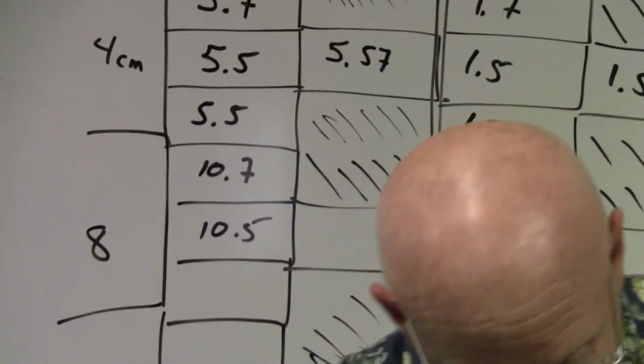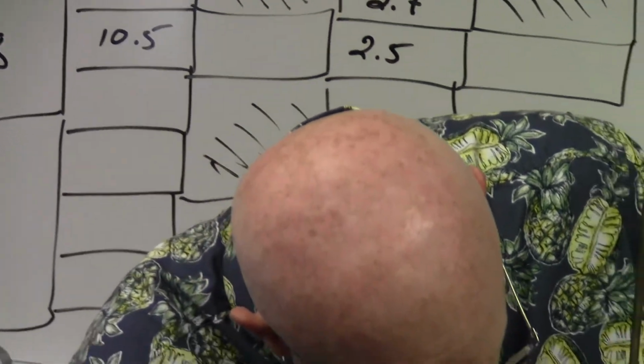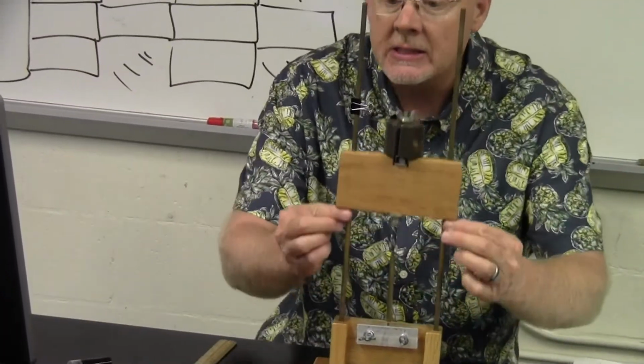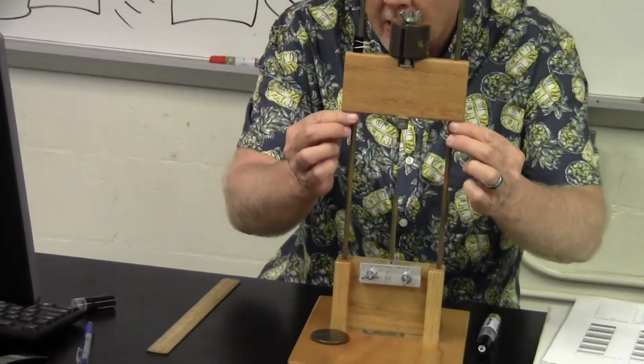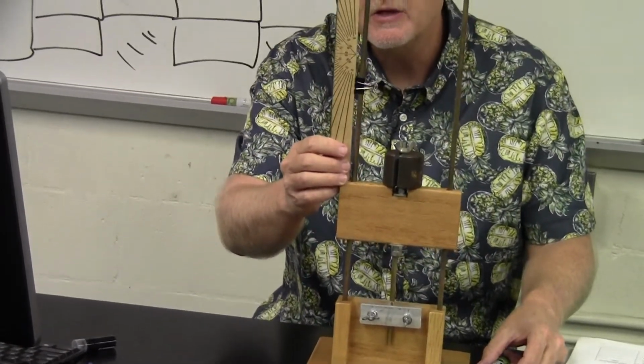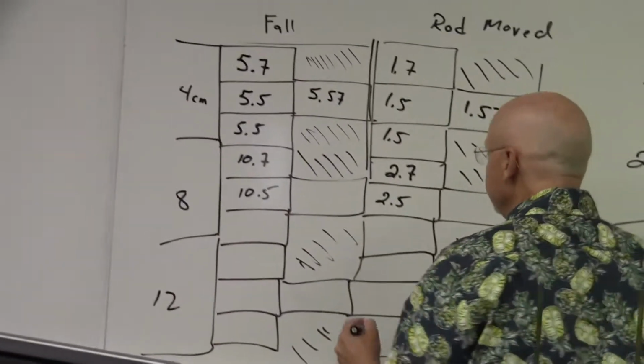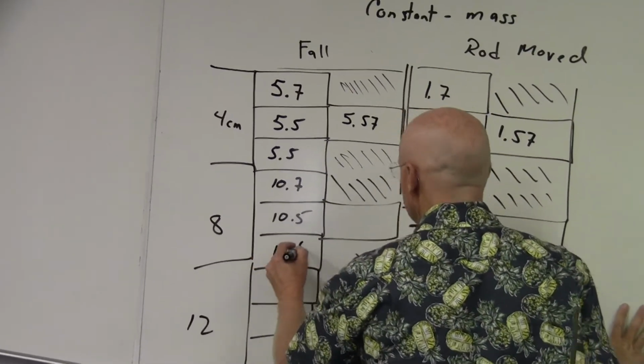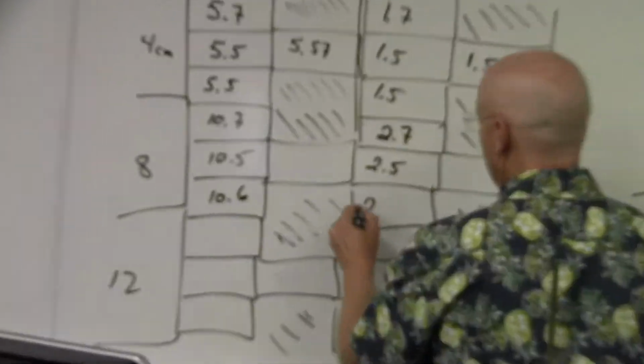And then the third time, just to get a decent average here, as you and I are working together here as a team. And there's our second height. And this would be 10.6, which means it moved 2.6.